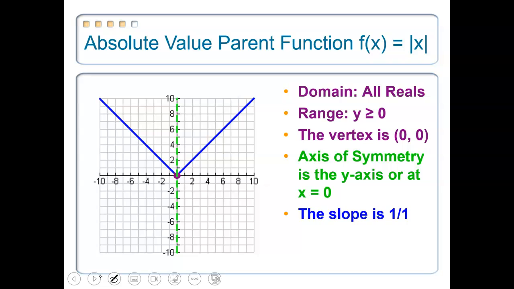So yesterday we started to introduce transformations. Today we're going to focus solely on absolute value transformations, where all the rules we learned yesterday still apply.